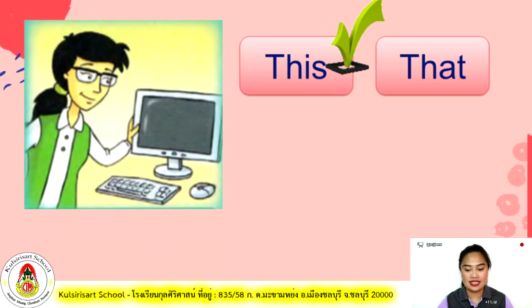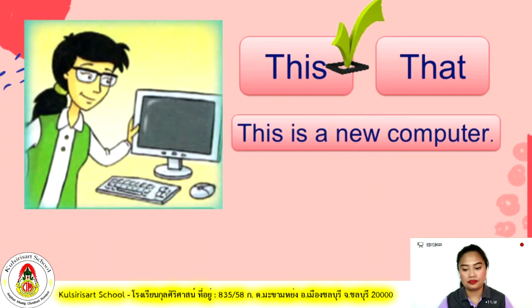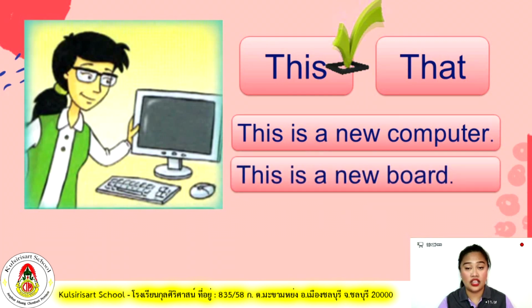Now, with sentences, we have here 2 sentences. This is a new computer. The other is, this is a new board. Which sentence is correct? Is it this is a new computer or this is a new board? What is your answer? Okay, let's find out. The answer is this is a new computer.